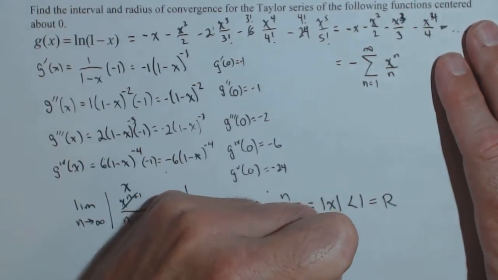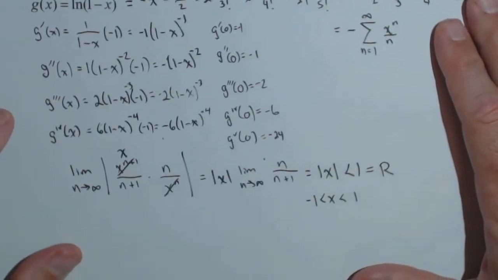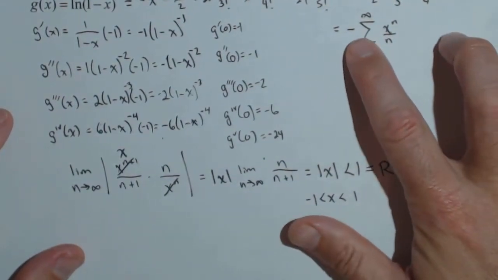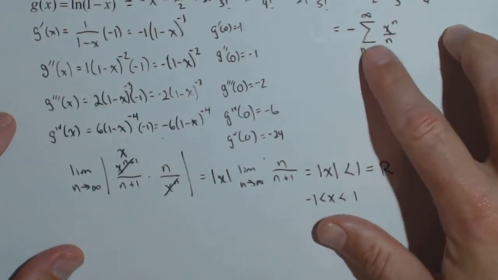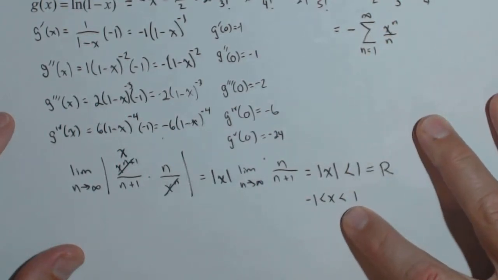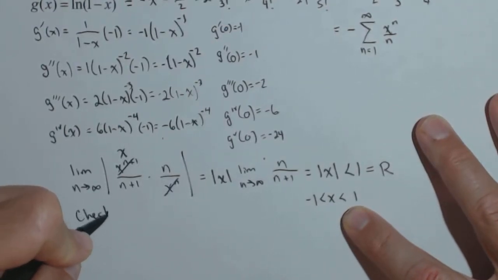But we also want to be able to find the interval of convergence. And again, I'm not going to worry about the negative because it's not going to determine the convergence or divergence. Let's just worry about this part here. And let's check our endpoints. So here's our check on the endpoints.